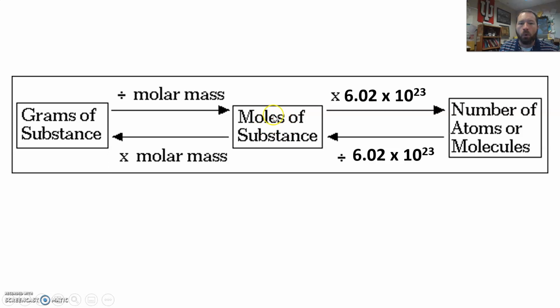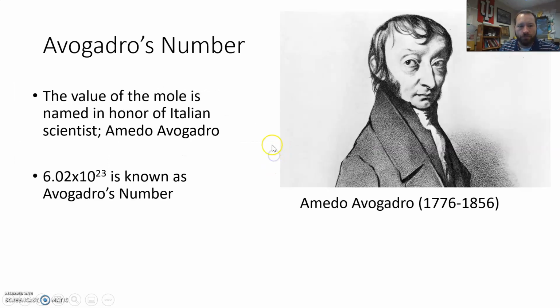If you wanted to go from moles of a substance to number of atoms or molecules, you would take whatever moles you have and multiply by 6.02 times 10 to the 23rd. Going the other way, if you have a number of atoms or molecules and want to know how many moles you have, you would divide by 6.02 times 10 to the 23rd. And once more, if you have a number of moles and want to get to a number of grams, you would multiply by the molar mass. And the molar mass is the listed value on the periodic table.